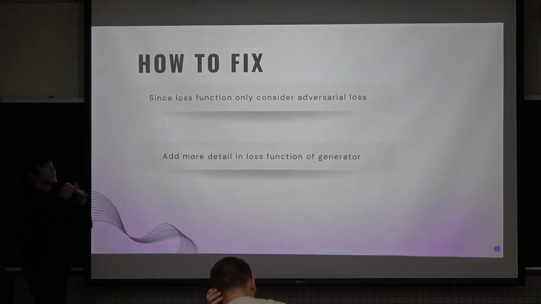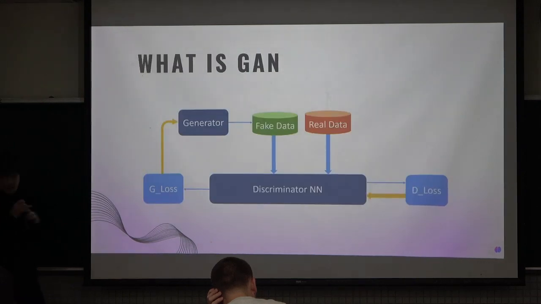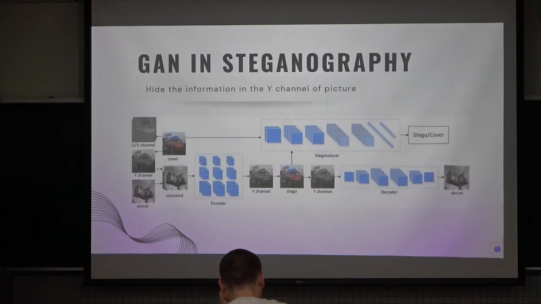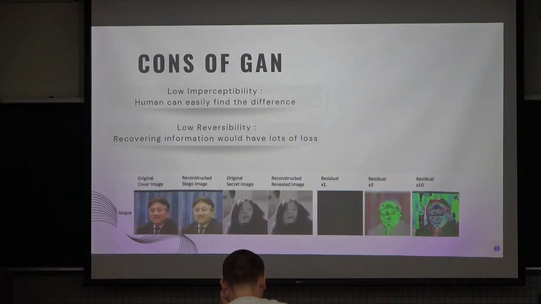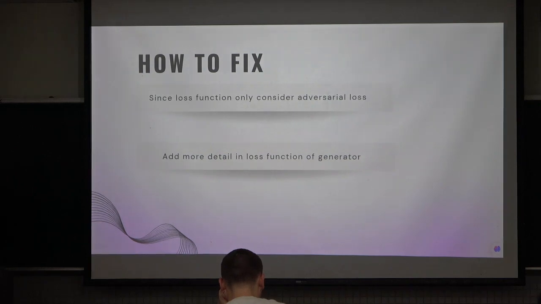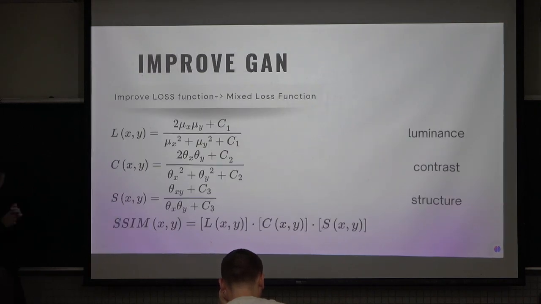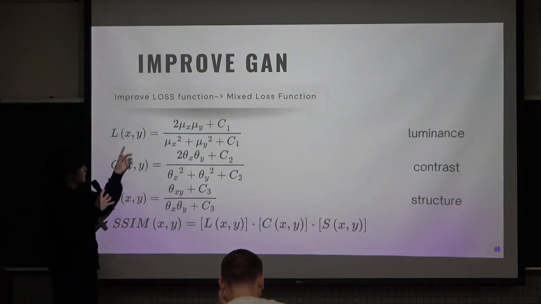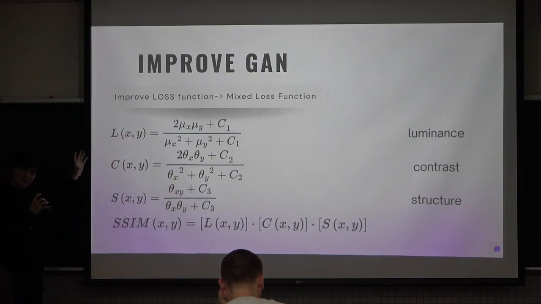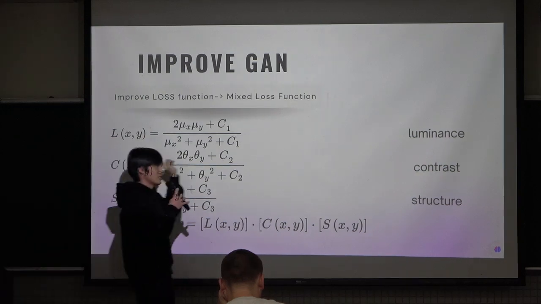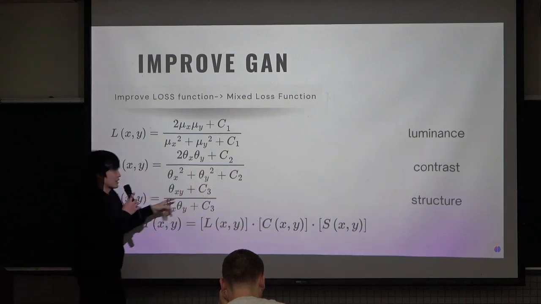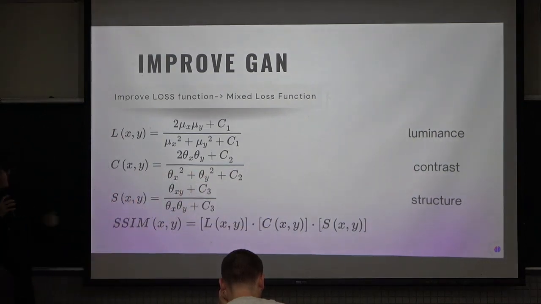How to fix it? Since we only detect on the two losses, right now we add more parameters into the loss function. We can add more details into the loss function of the generator. So how to improve that? We can add three more functions into the generator. It looks complex, but the first function means the luminance, the second function means the contrast, and the third function means the structure.